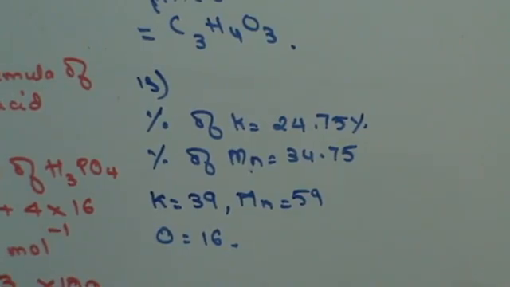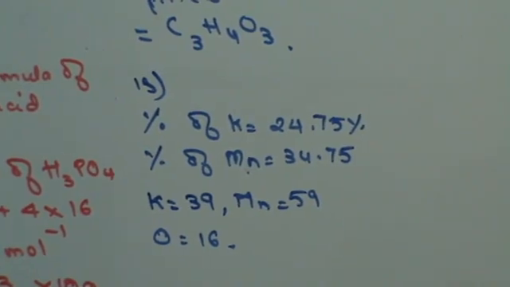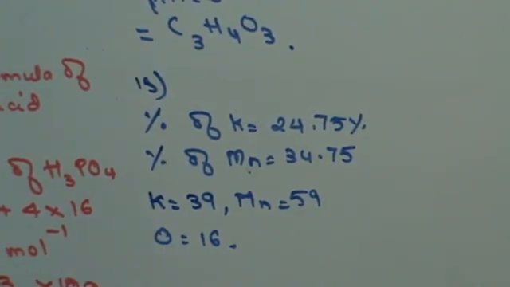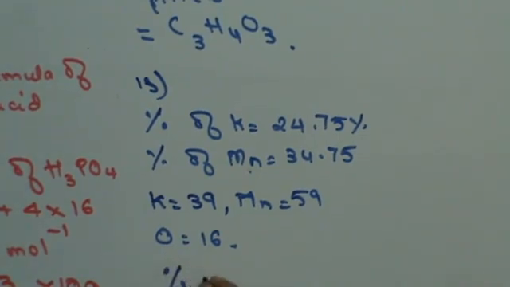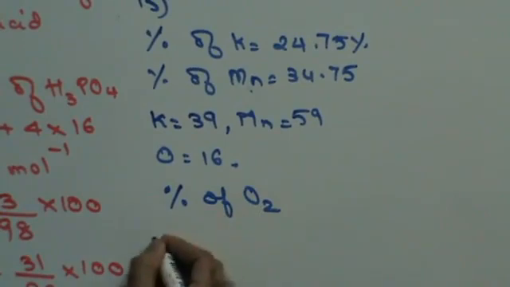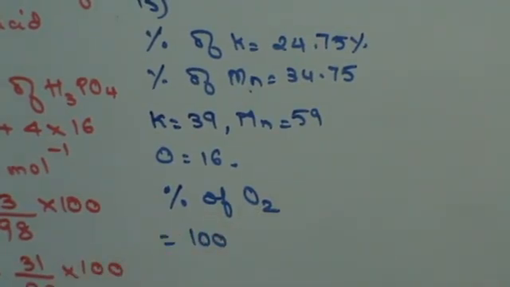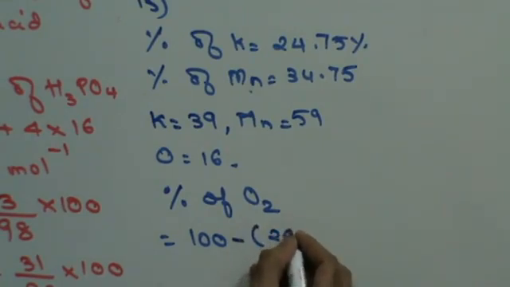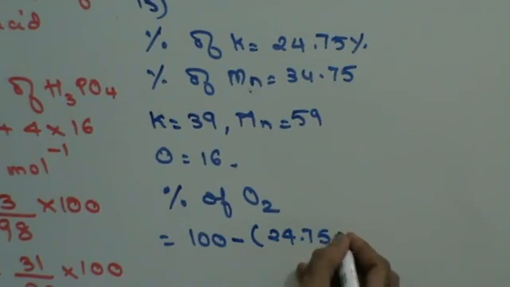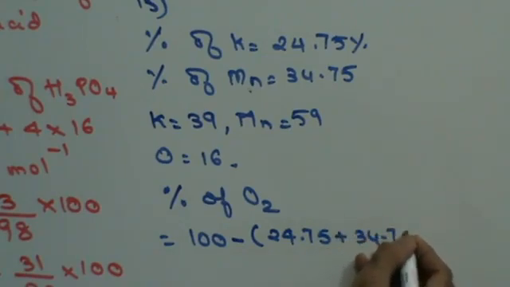Right? Replica of the previous sum. The only thing is they are saying that some other element. Now remember, whenever they say some other element, that other element always has to be oxygen. And how will I find out percentage of oxygen? Percentage of oxygen will be 100 minus the percentage of potassium and magnesium, because the total percentage is always 100. So 24.75 plus 34.75. That will give you the percentage of oxygen.